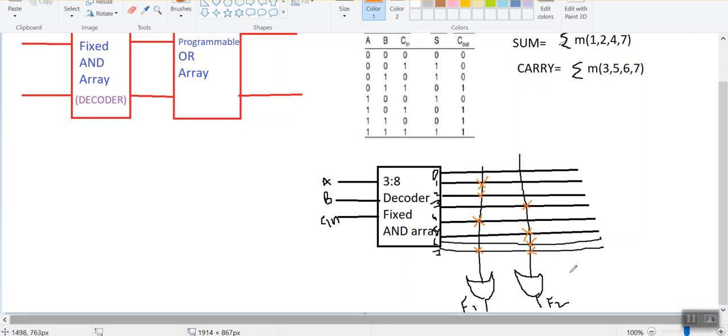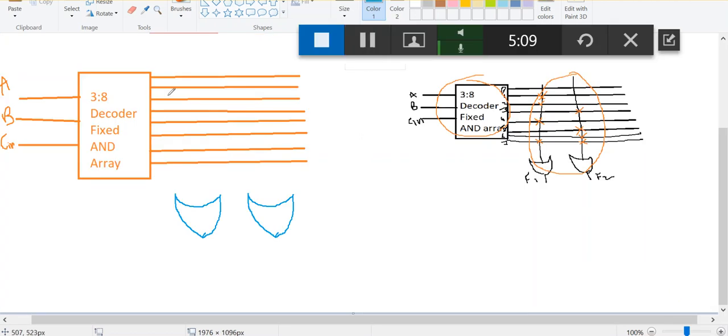So here you can observe that this is my fixed AND array and this is my programmable OR array. I will show another way of representation also. Here you can observe the same representation. I represented it with this fixed AND gate and programmable OR gate. The same representation can be done in another method, as I said.